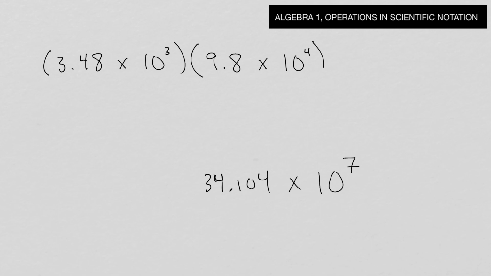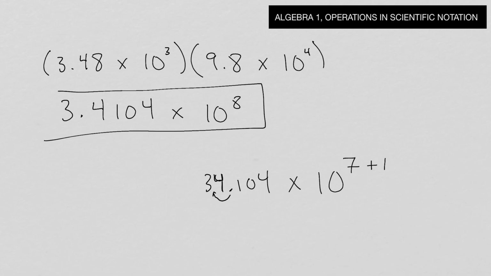But once again, we need to place this decimal here. So we need to move it over to the left once. Moving it over to the left means we need to add 1 to the exponent. So our answer is 3.4104 times 10 to the 8th power. And here's our answer.